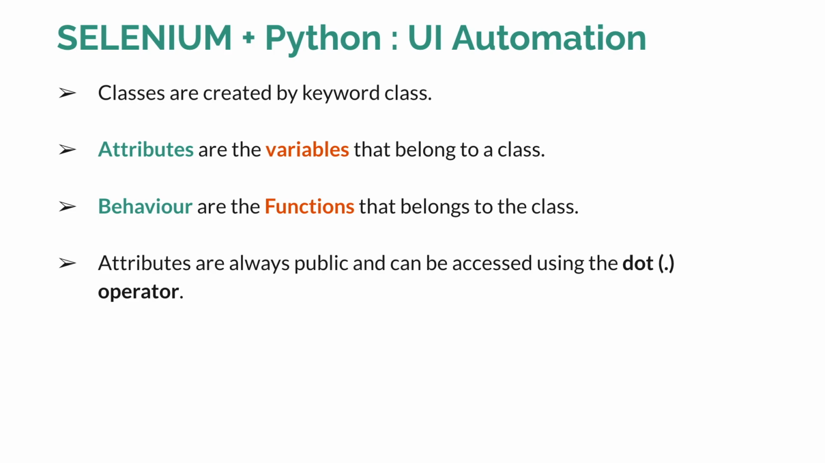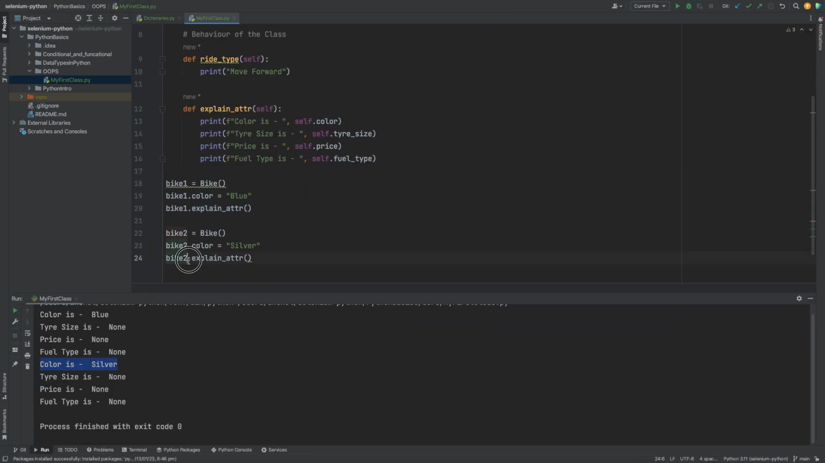Attributes are always public. You cannot create a private attribute in a Python class, right? Although that is possible in Java, it is not possible in Python. So attributes are always public and can be accessed using the dot operator. See, we are using the dot operator here to access the attributes and the behavior of my class.